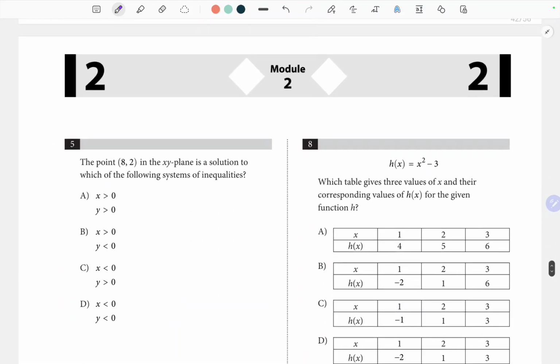The point 8 comma 2 in the xy plane is a solution. 8 comma 2 is here. x is positive, y is positive. Now out of all these, A should be the right answer.